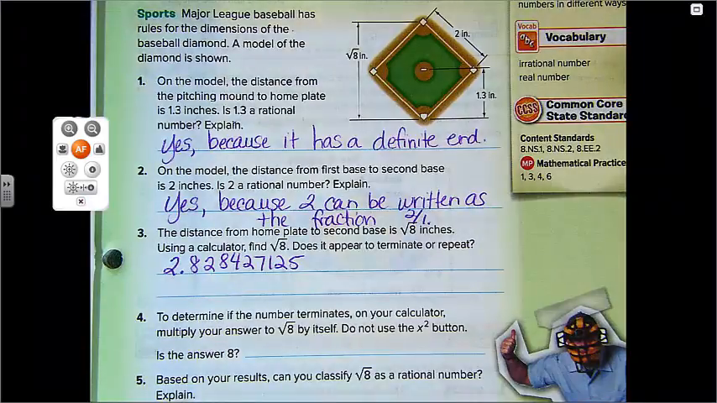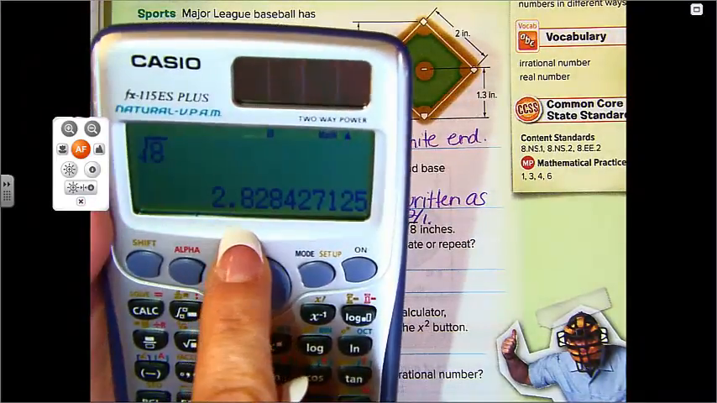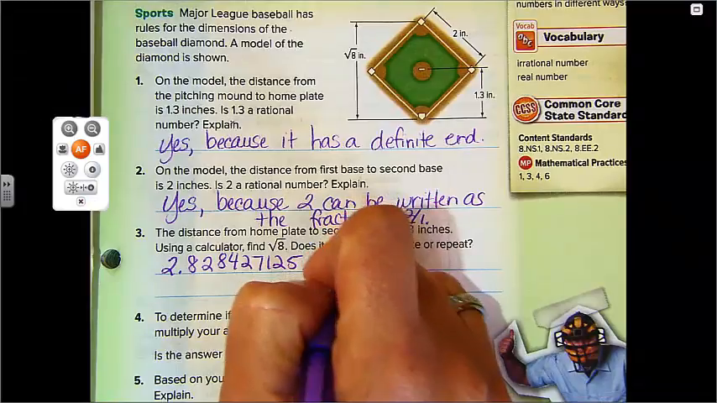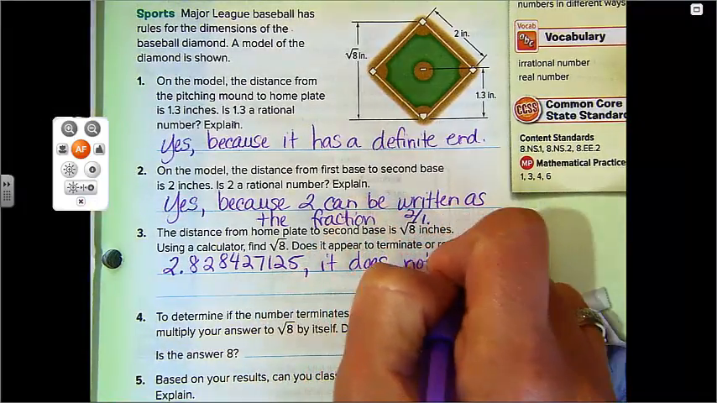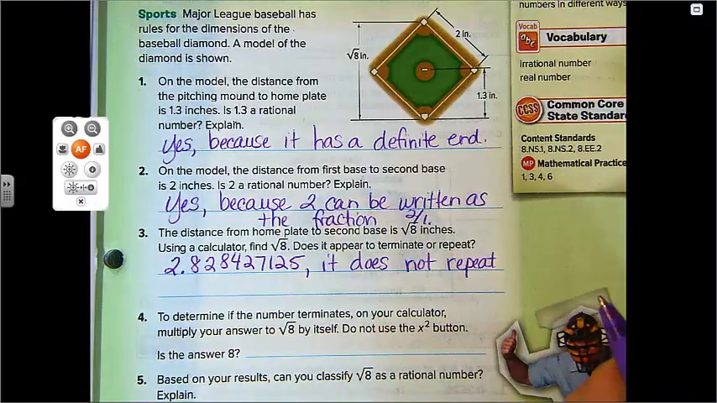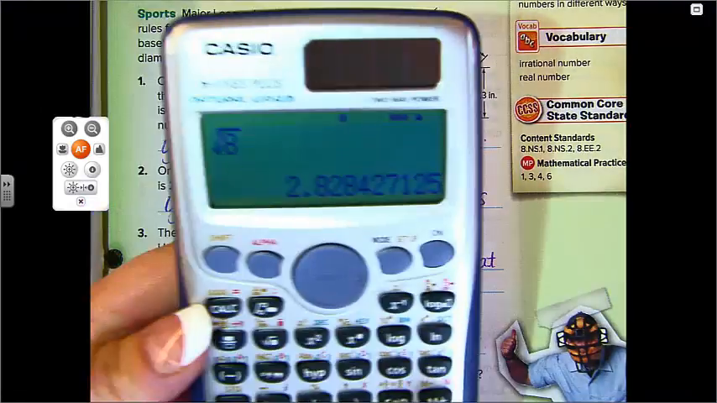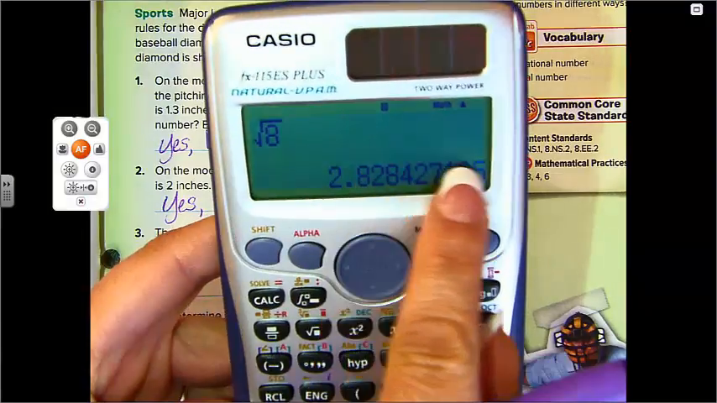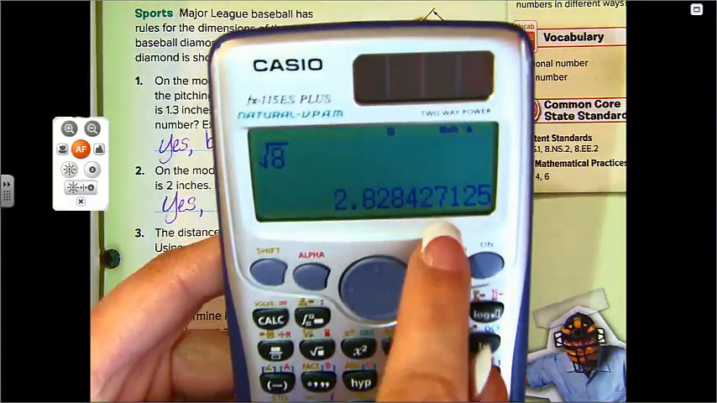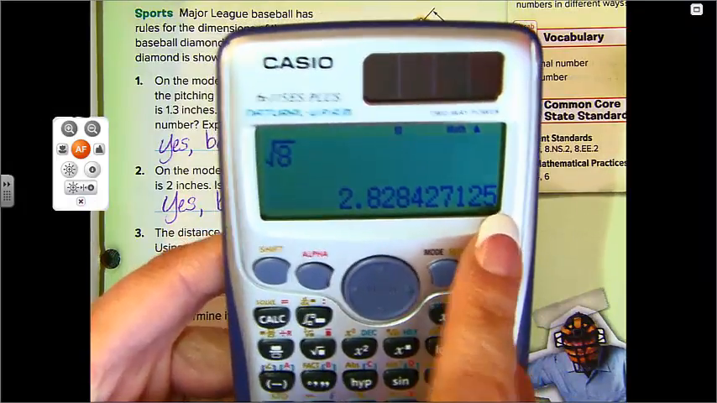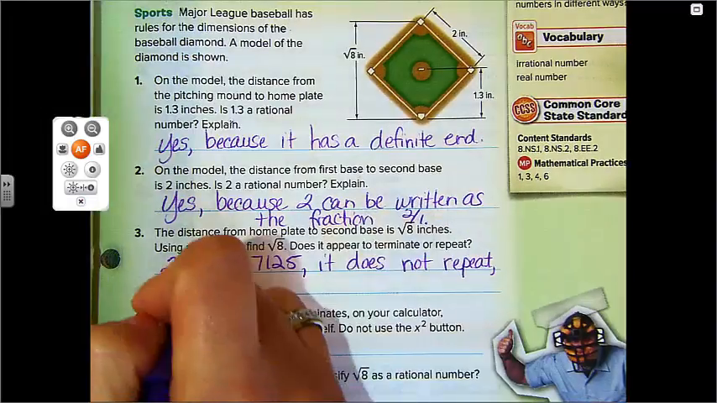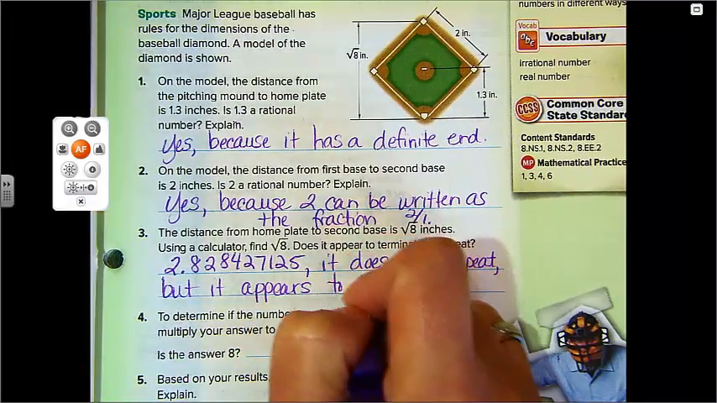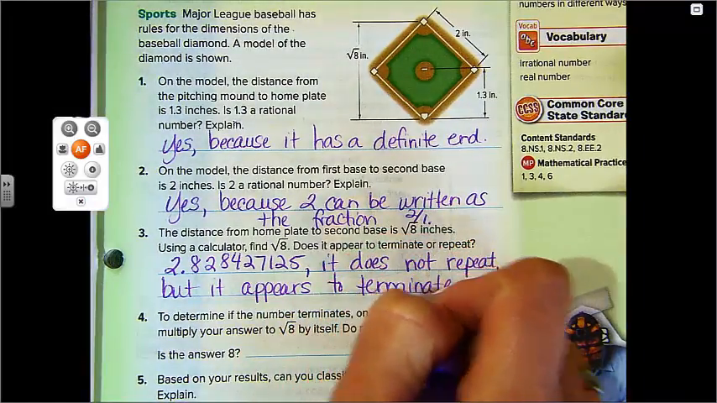And it says, does it appear to terminate or repeat? Well, I can tell you right now that it does not repeat. None of these numbers are the same or in a pattern across. So it does not repeat. And then it says, does it terminate? Well, if I look at my calculator screen, does it fill up the entire screen? The answer is no. It doesn't go all the way across to where it looks like it doesn't have an end. So this one appears to terminate at 5. That appears to be the end of this decimal. It does not repeat, but it appears to terminate at the 5.